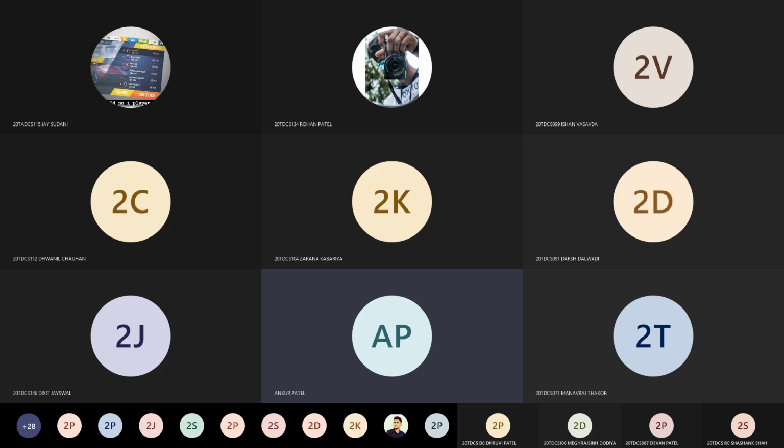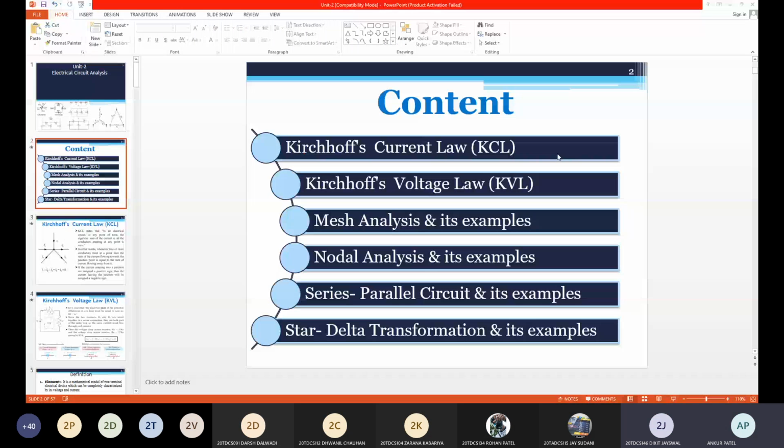Close. It should be closed. Then you can apply. And which sum are we doing in KCL and KVL? The word is there. Which summation are we doing?